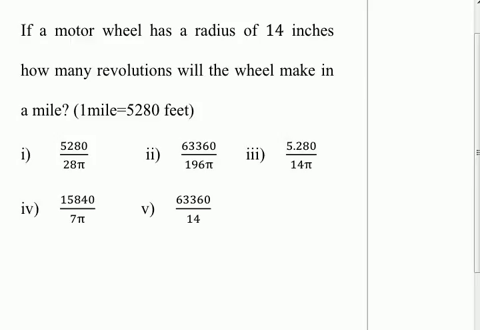This one is about circular motion. So the question is, if a motor wheel has a radius of 14 inches, how many revolutions will the wheel make in a mile? Now again, we need to be careful about the units being talked here. So here we've got a mile, which is so many feet, and the radius is in terms of inches. So the first thing to note is 1 foot is equal to 12 inches.